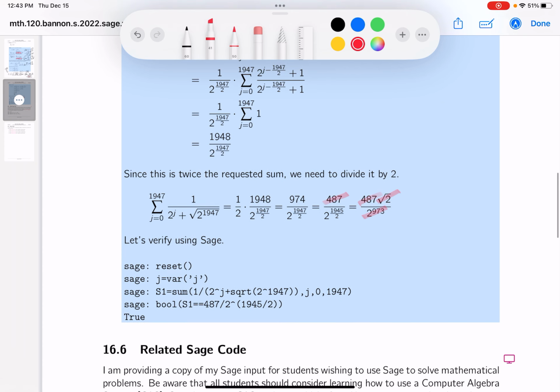So what I did was I asked Sage what the answer was. I went to Sage, typed in reset, set a variable to be j, typed in this thing over here. It's a terrible looking number, by the way. I asked the Boolean, is it true? And what I typed in was something I thought was easiest to type in: this answer over here. So I typed in 487 and 2 to that power. And Sage says it's true, so I'm pretty comfortable that at least this is the correct answer, and hopefully my simplifications are also correct.